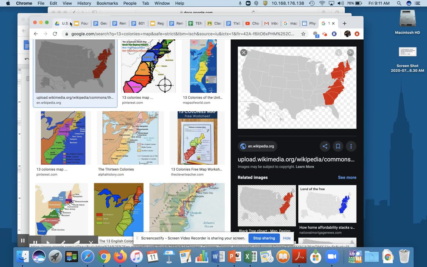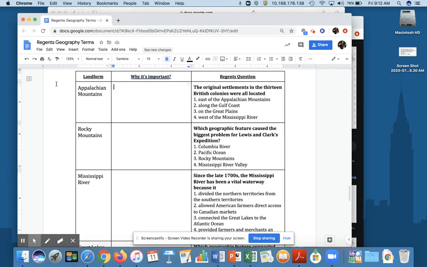All right, so in terms of what you need to write down, the Appalachian Mountains, okay, it's a natural boundary that stopped the first Americans from moving further westward. Now, when I say the first Americans, I'm just not going to say the Native Americans. It's a separate topic.